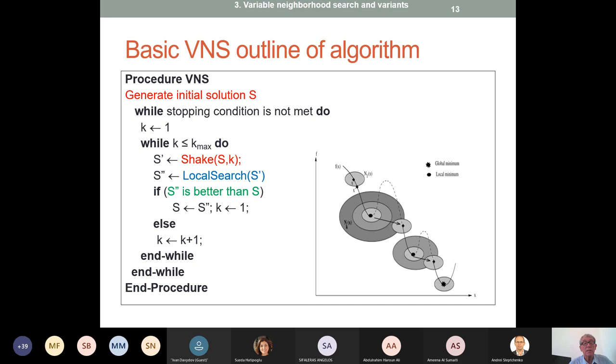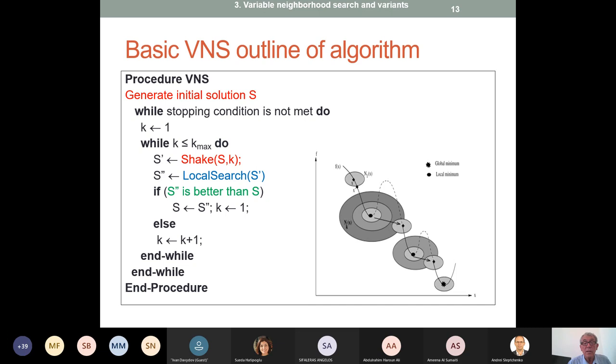But the inner loop is going to K max, successfully or not. So you shake and then do local search. Shake, local search. If you get better, you again start from neighborhood one. So you see here, we got better. You cannot see my pointer, unfortunately.